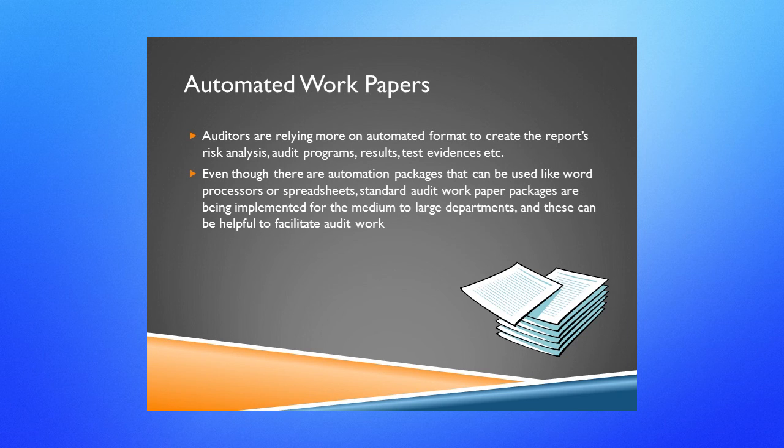Just remember, don't solely rely on the automation. The results should still be checked for factual correctness to make sure that it is getting the right information for you and producing quality evidence. Now, there are a lot of automation packages that can be used. It could be something as easy as a word processor or spreadsheets. Standard audit work paper packages are being implemented for the medium to large departments to make this function of auditing a lot easier, and these can be helpful to facilitate audit work.